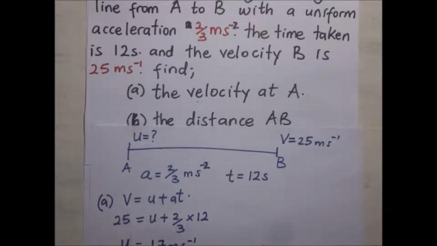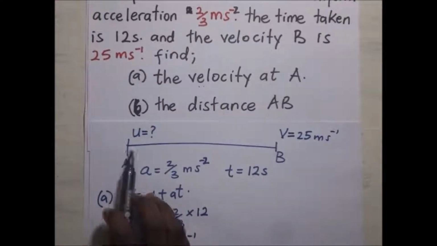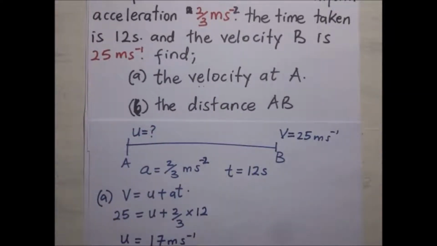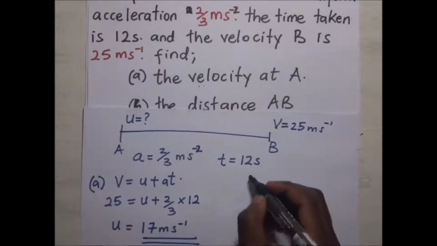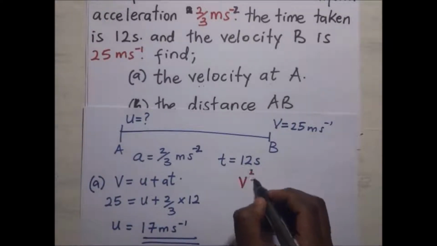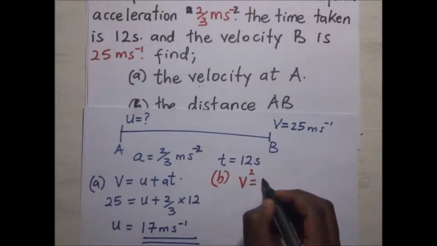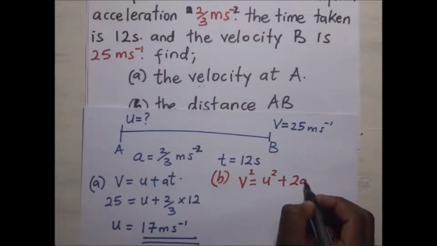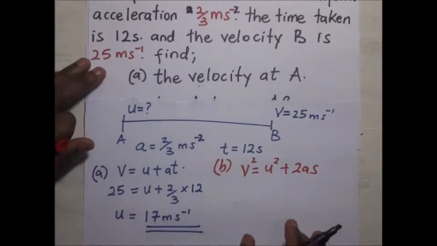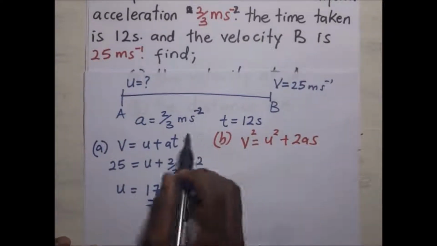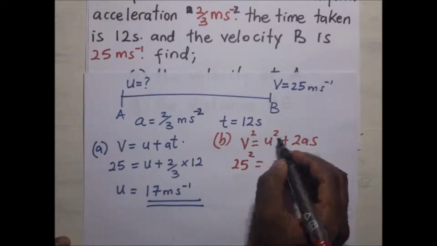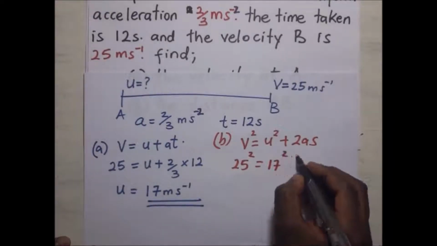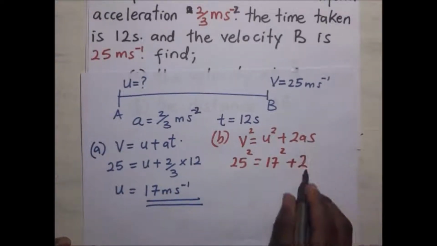Now part B of the question requires us to find the distance AB. When it's moving from A to B, what is the distance? So to find the distance moved from point A to point B, we are going to use V squared is equal to U squared plus 2AS. We'll use that formula. So our final velocity V here is 25. So this is going to become 25 squared is equal to the initial 17 squared plus 2 times acceleration.